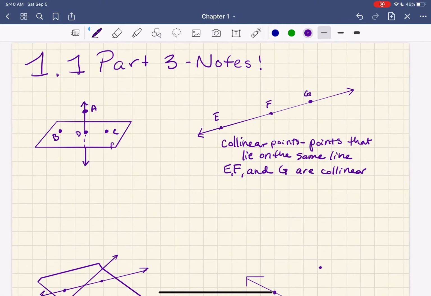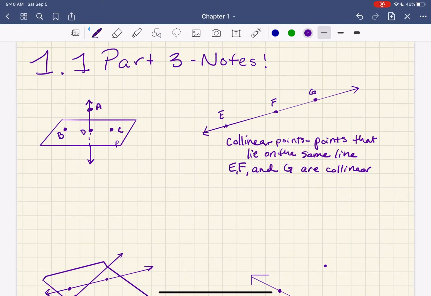Okay. We can have things that are non-collinear, so they're not on the same line. Like I could put a point H right there. There is no way that I can make a straight line that is going to go through E, F, G, and H. It's honestly not going to go through E, F, and H, or any combination that includes H. It's not going to work if you have 3 points.